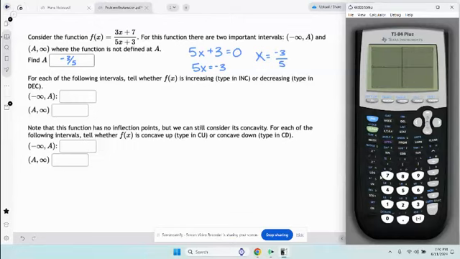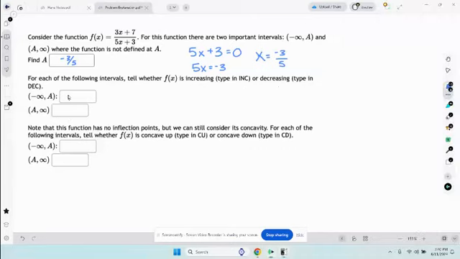Standard zoom should be good, I think. Yeah, that's good enough. So this value here, the vertical asymptote we see here, is obviously at negative 3/5. So when I'm looking at the interval to the left of it, from negative infinity up to negative 3/5, you'll notice my graph is going down. So this would be decreasing.